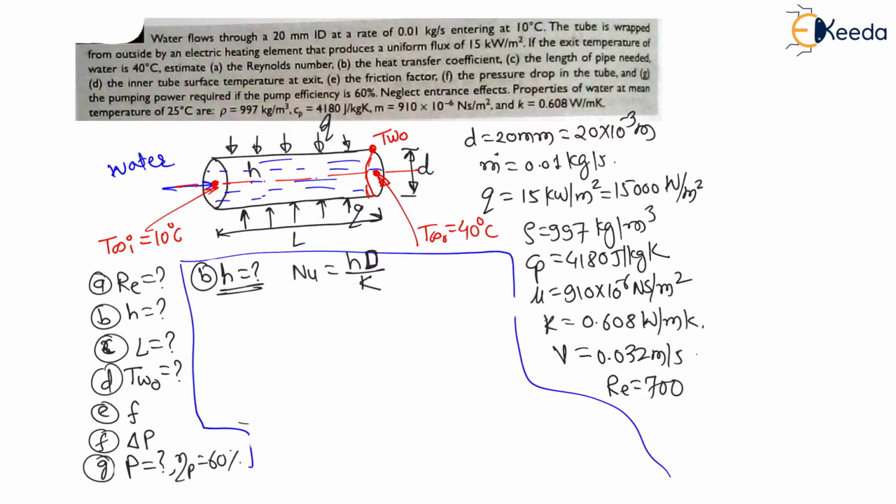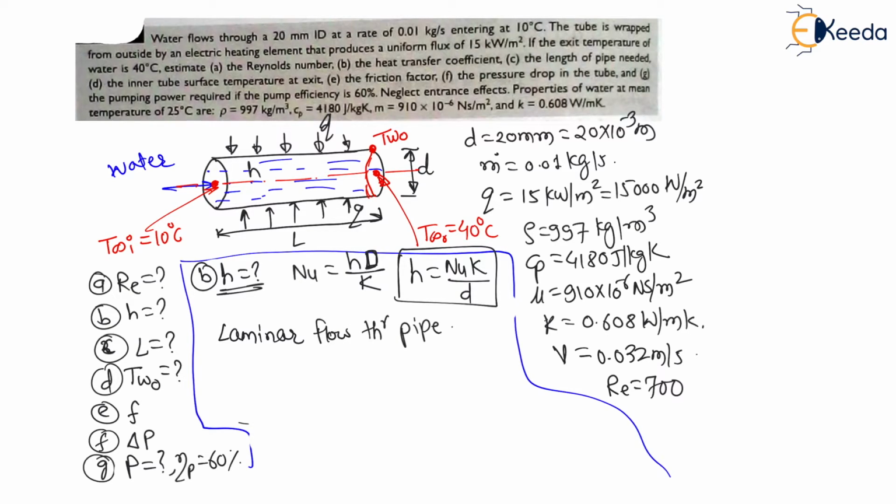It is hD divided by K. So if I want to calculate h, I have to calculate the Nusselt number. Therefore h will be equal to the Nusselt number into thermal conductivity divided by diameter, right? So first of all, I have to calculate the Nusselt number. Now here we have stated what the case is. It is a laminar flow. It is a laminar flow, again through a pipe, very important.